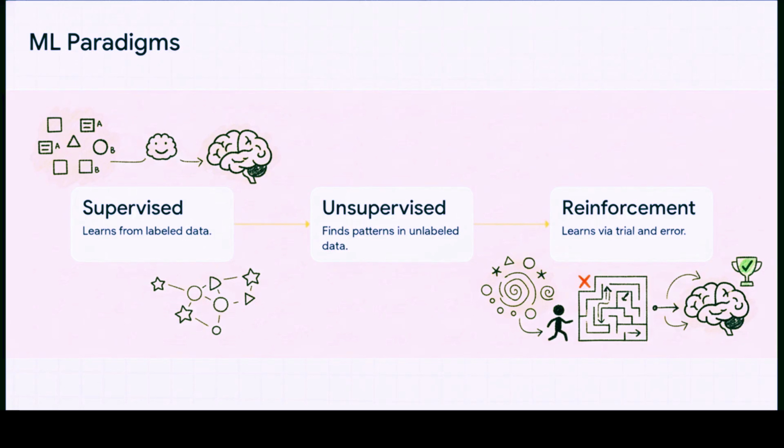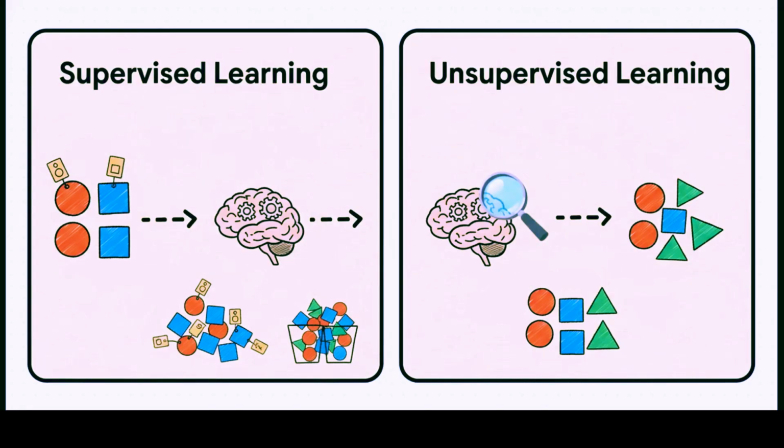Machine learning is broadly categorized into 3 main approaches, or paradigms. Each is distinguished by the type of data it uses and the feedback mechanism it employs during its training process. The 2 most common paradigms are supervised and unsupervised learning. In supervised learning, the system is provided with structured, labeled data. It learns to map specific inputs to known outputs.